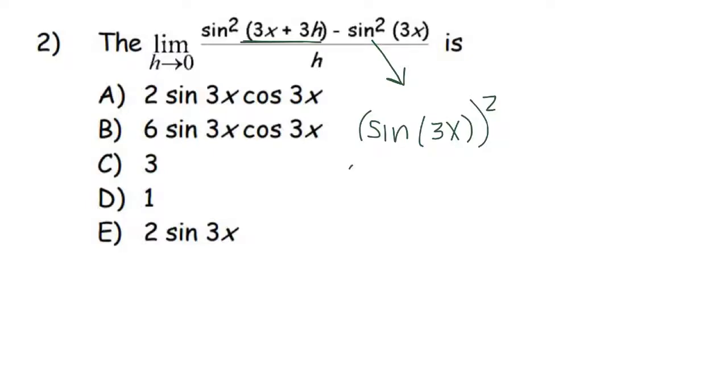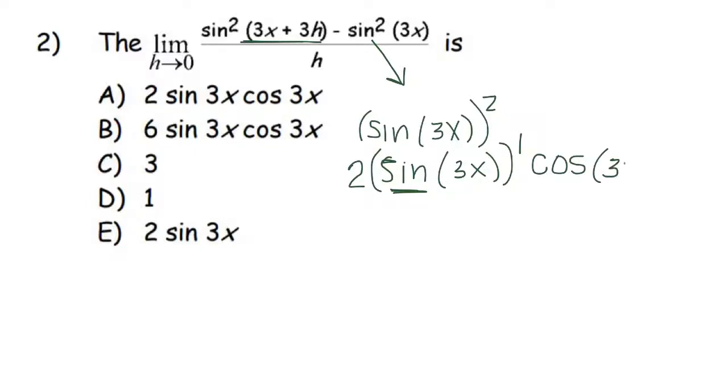So if we do our chain rule, we have 2 sine 3x, and all that is raised to the first power, times the derivative of sine, which is cosine of that angle, times the derivative of the actual angle, which is 3. So notice that's going to be answer choice B.